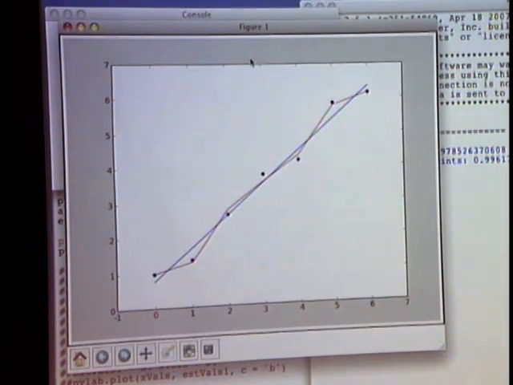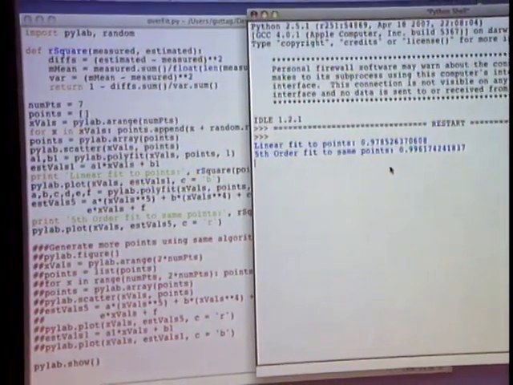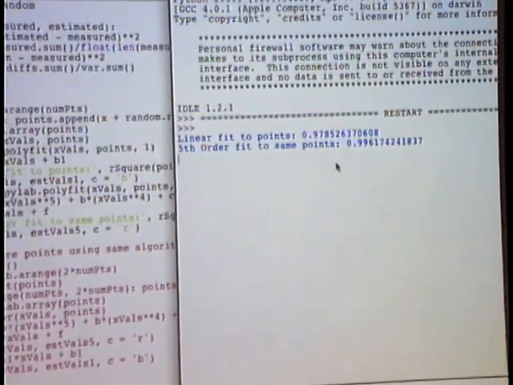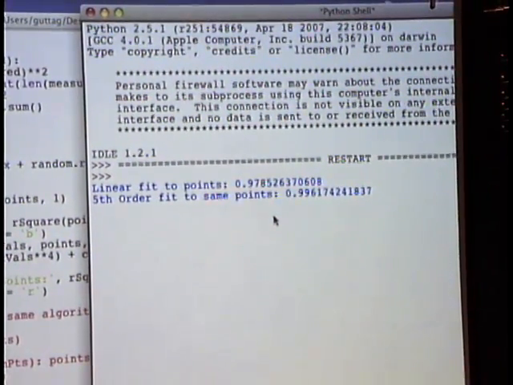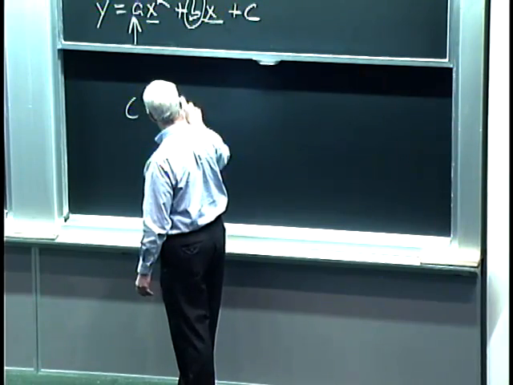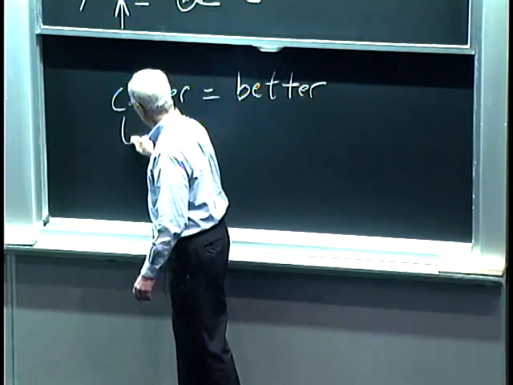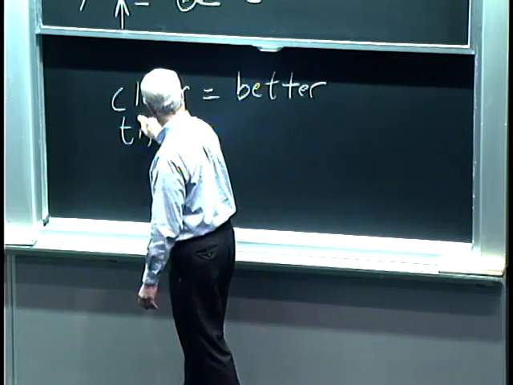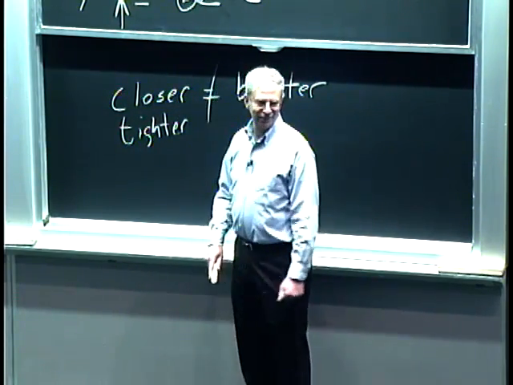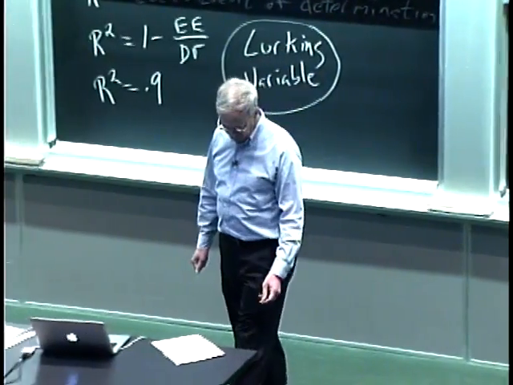Well, I would say the red line, or the red curve, if you will, is a better fit. And sure enough, if we look at the statistics, we'll see it's 0.99 as opposed to 0.978. So it's clearly a closer fit. But that raises the very important question, does closer equal better? Or tighter, which is another word for closer. And the answer is no. It's a tighter fit, but it's not necessarily better in the sense of more useful.